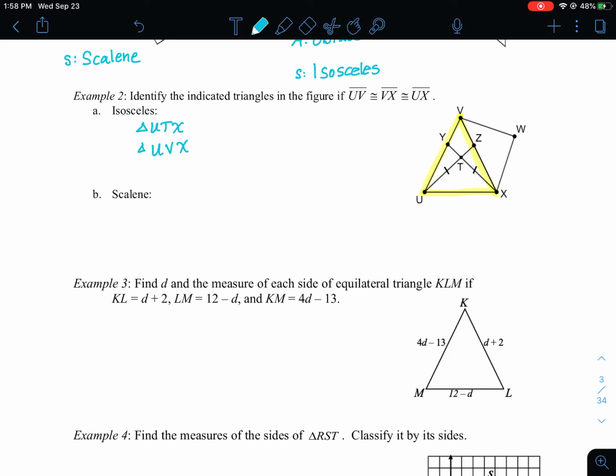All right, and now they're asking for scalene. So scalene means all the sides are different. So those are the only marks we know. So just about every other triangle is going to be scalene, but let's double check. So let's look at, first of all, this one. I'll try highlighting them. UTX.